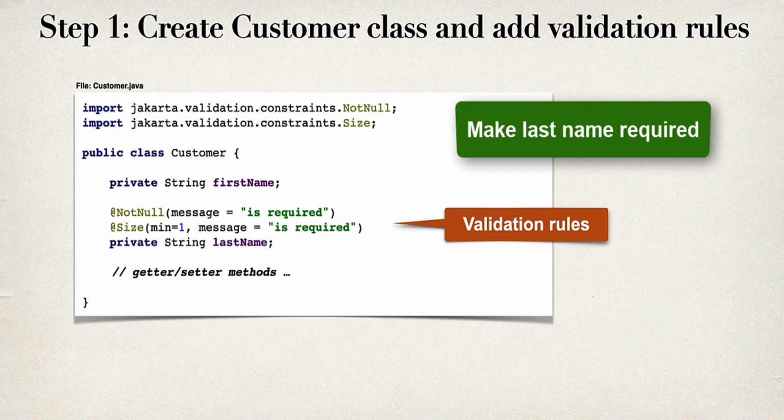Also, we want to have size min equals 1, meaning that we need to have a minimum of 1 character here to make sure this is not empty. So we're just checking for null and size on the given last name. Those are the validation rules that we've just added to this customer class. And note, for the first name, there's nothing on it. So in this case, there's no validation rules for the first name field.